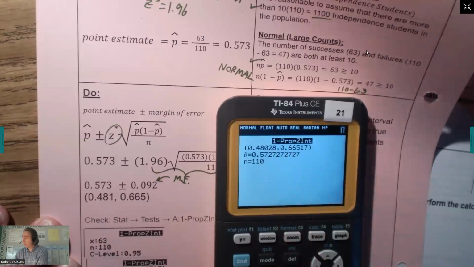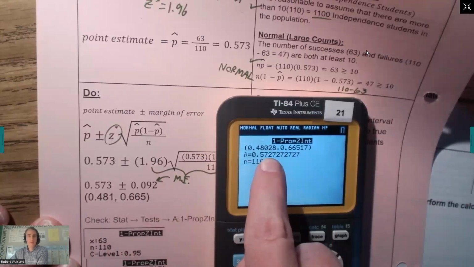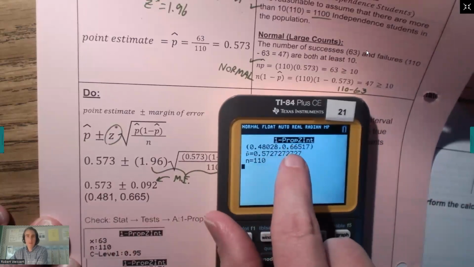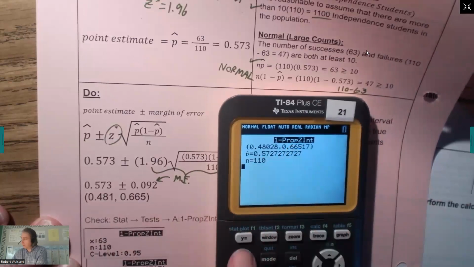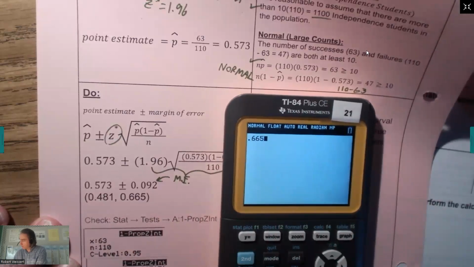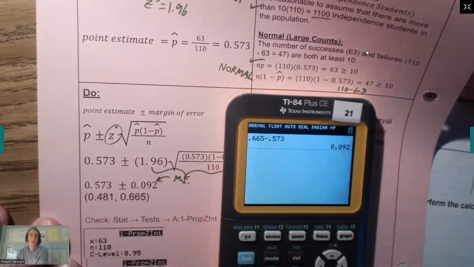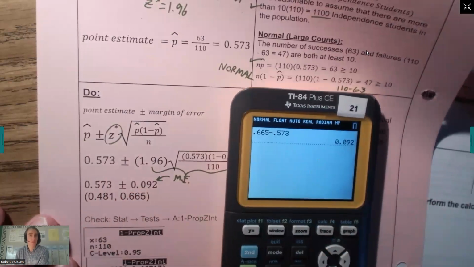So if you wanted to calculate your margin of error and you worked kind of backwards, you could say 0.573 and round that up. And I know that this is 0.665. So if I do a little subtraction, that right there is your margin of error. So you can work backwards and get your margin of error if you really needed to, or if you're doing like a multiple choice question or something like that.